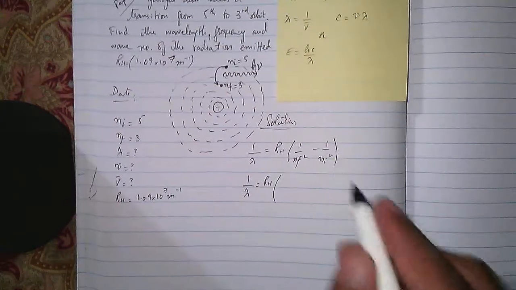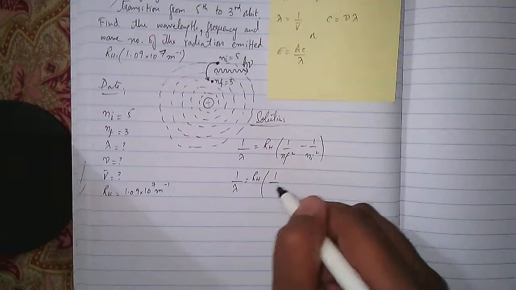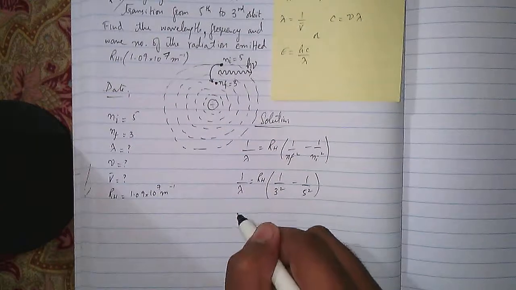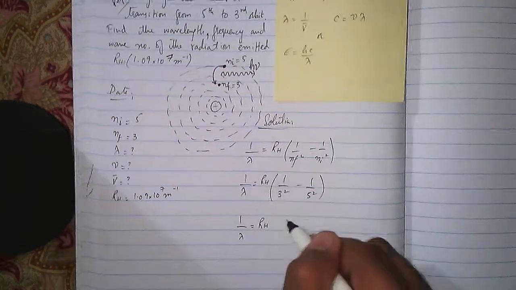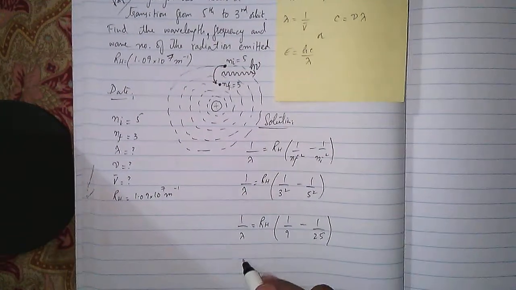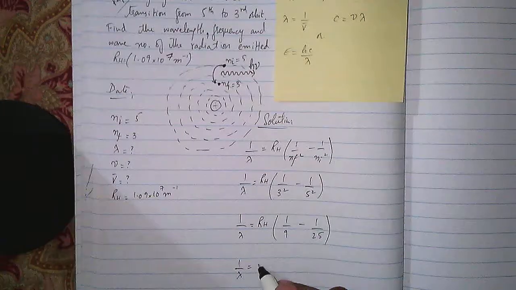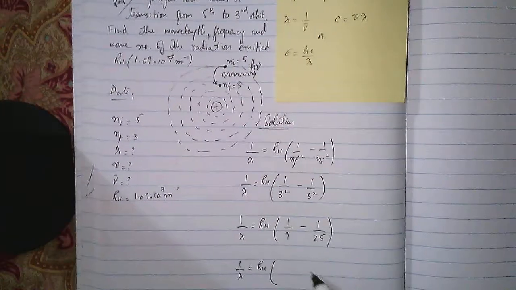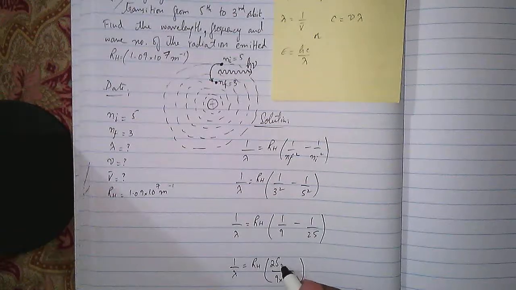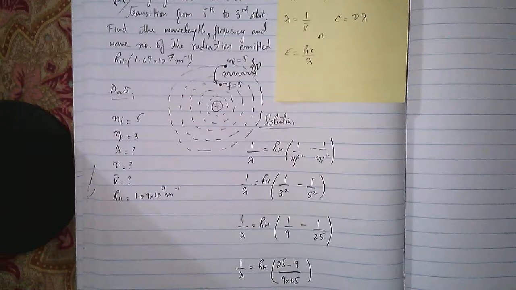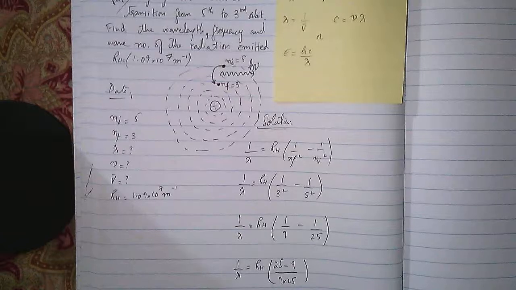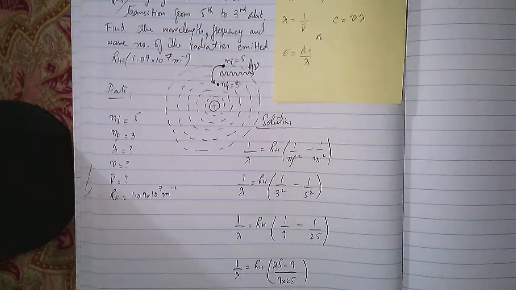We can put the value of Rydberg constant at the end. We don't have any problem with that. 1 over, that is 3 squared minus 1 over 5 squared. 1 upon lambda is equal to Rydberg constant, 1 upon 9 minus 1 upon 25. 1 upon lambda is equal to Rydberg constant, and we can write it down over here, 9 multiplied by 25, 25 here minus 9 here. So 1 over lambda is equal to RH, and that is 16 divided by 225.